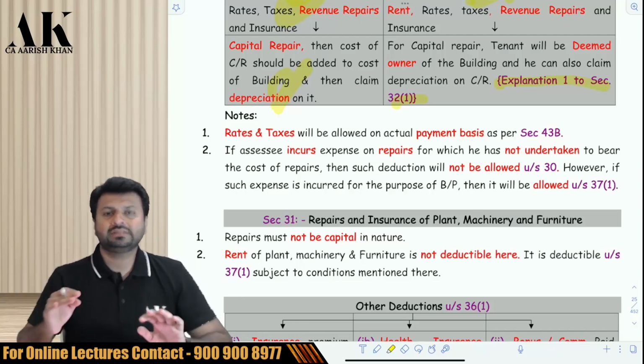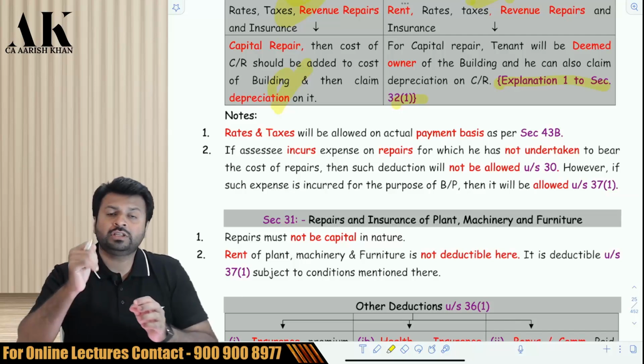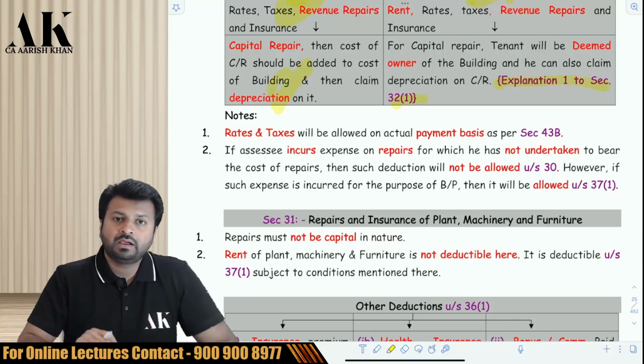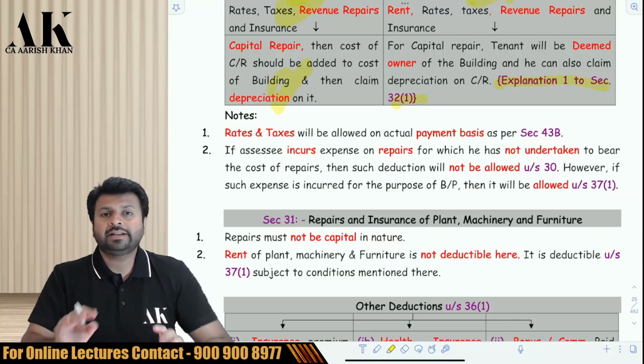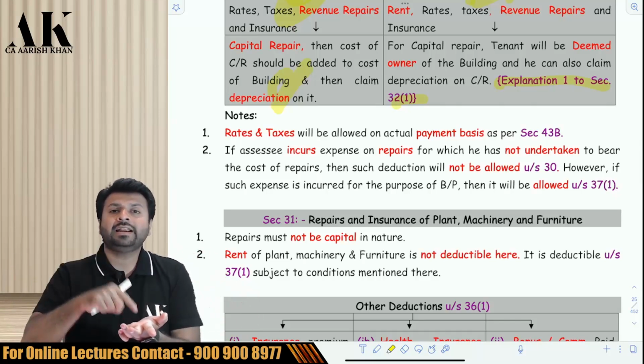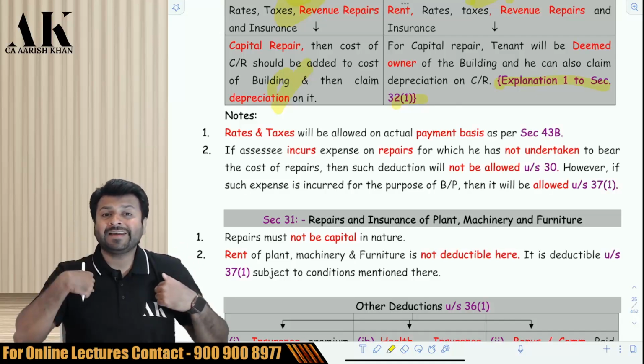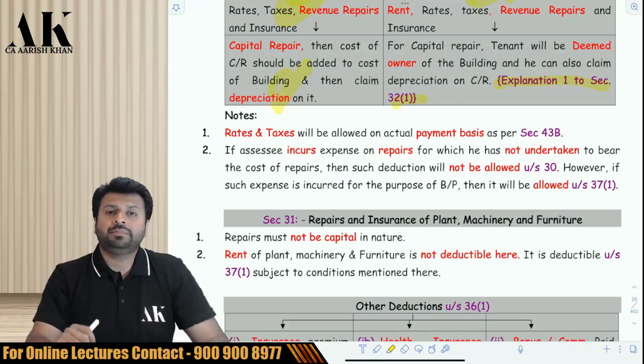Now, after a few months, suppose there is some damage in the property and the tenant is making an expenditure of revenue nature to repair that. Will the tenant get the deduction? The tenant will not get the deduction under section 30. Why? Because in section 30, it is written that the deduction of repair is allowed as deduction only if the tenant undertakes to bear the cost of the repairs.